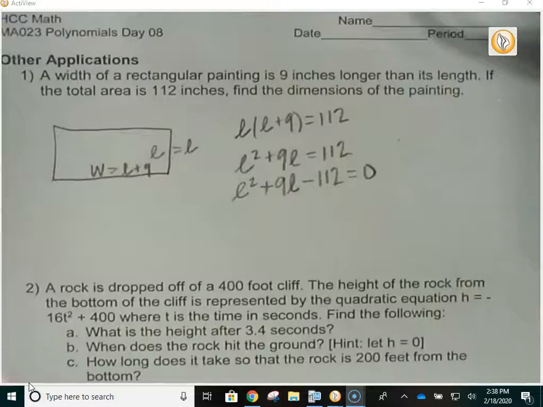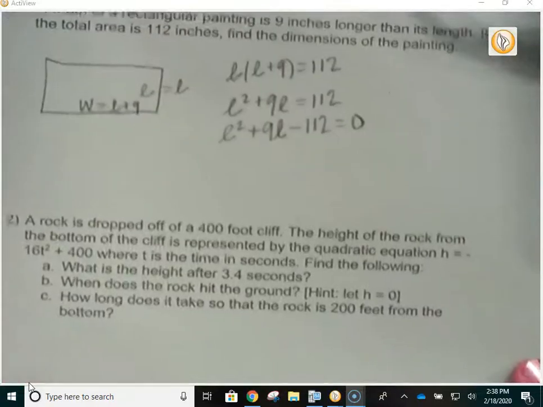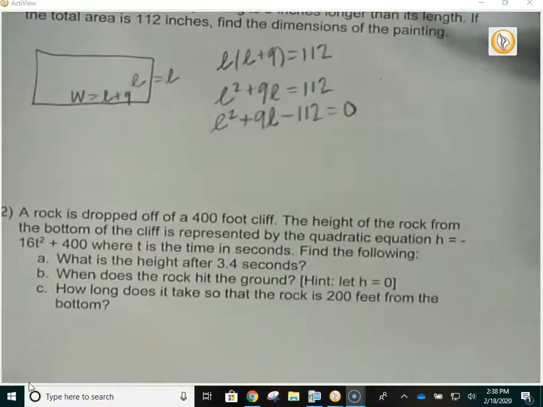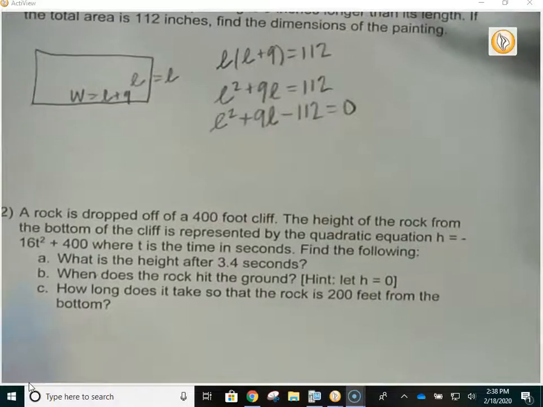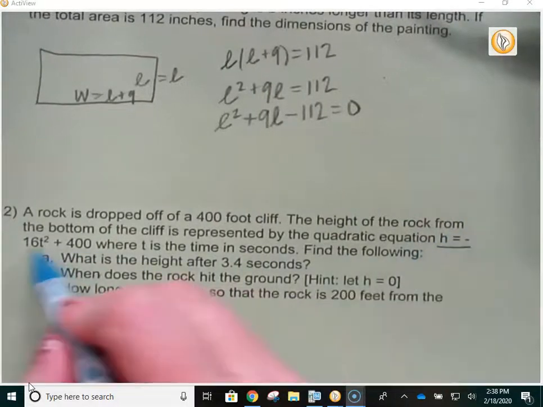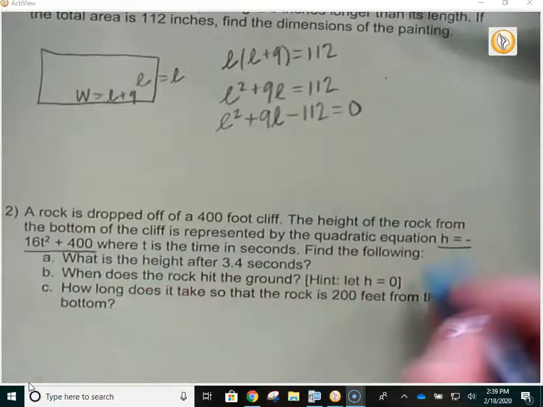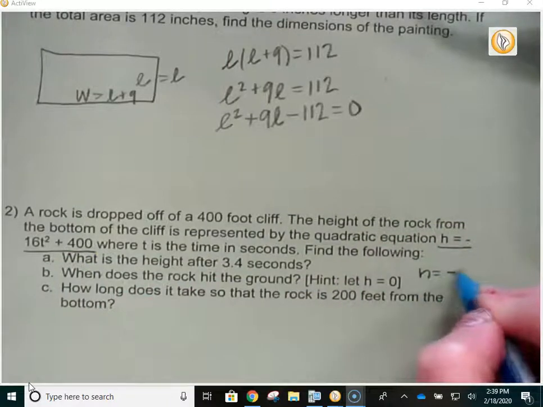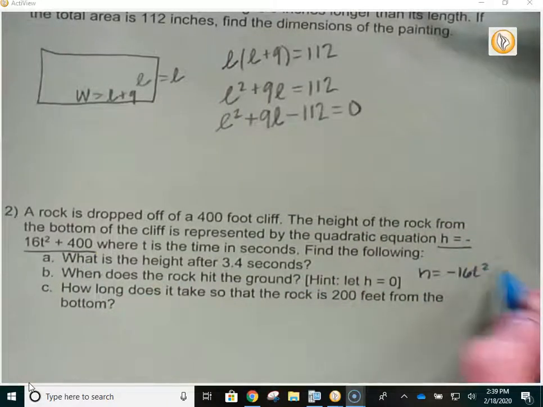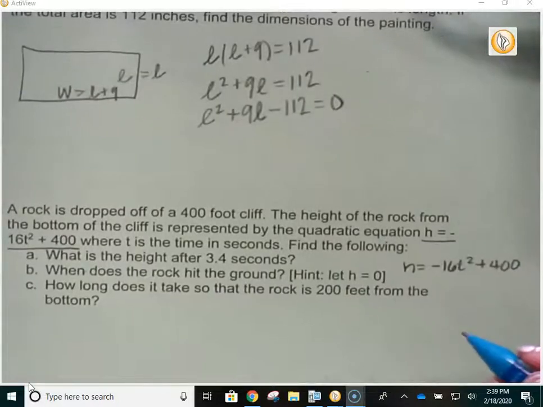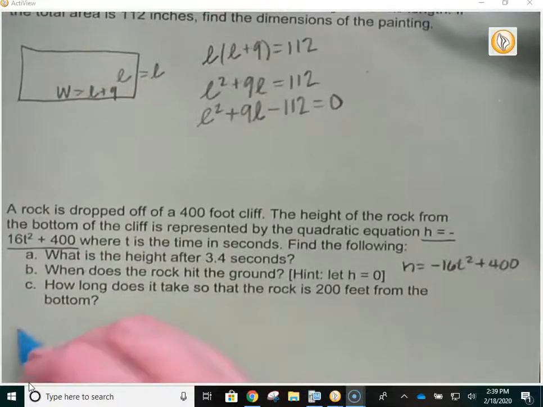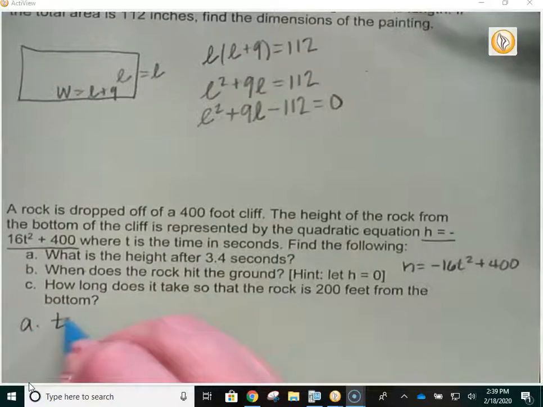Now these last two, it says a rock is dropped off a cliff. The height of the rock from the bottom of the cliff is represented by the quadratic equation h equals negative 16t squared plus 400. It's kind of written awkwardly because the negative went onto a different line. So there's my equation. It says, what's the height after 3.4 seconds? Well, 3.4 seconds, that means I'm going to let t equal 3.4.